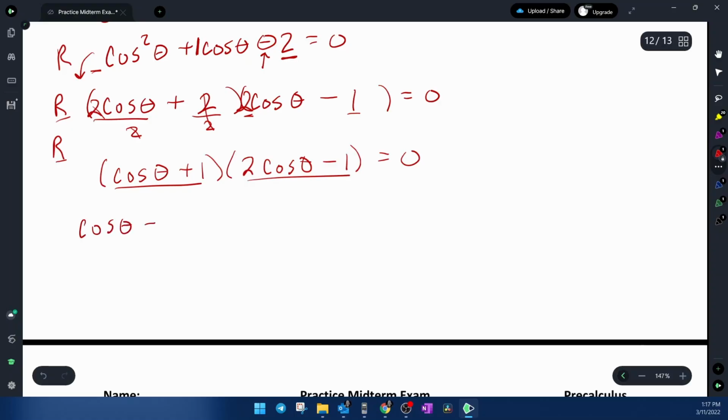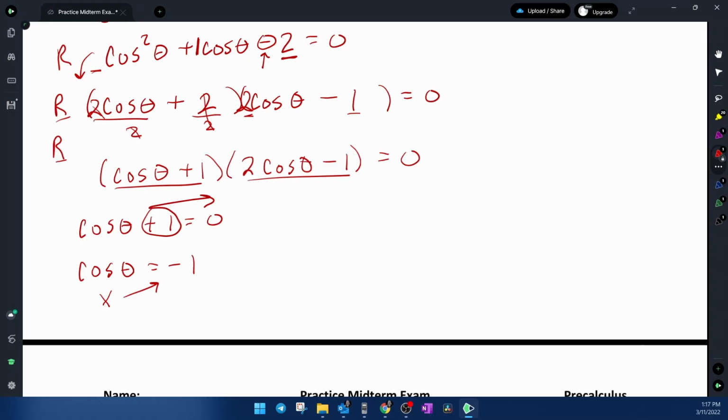So cosine theta plus 1 equals 0, moving the 1 over tells me that cosine theta equals negative 1. Remember that cosine in the unit circle is x. So I need to find all values of theta in the unit circle that have an x coordinate of negative 1. And that's going to correspond to 180 degrees, which is pi. So my first answer that I get from my first factor is pi.